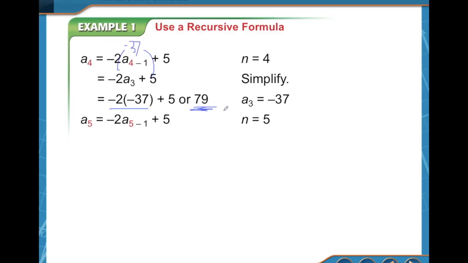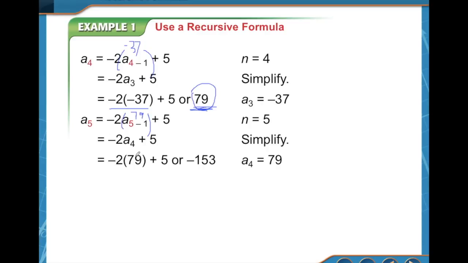Now we need one more, we need the fifth term. So fifth term equal to -2 times a sub 5 minus 1. This is another way of saying the fourth term, which we just found to be 79. You can see we're dependent on the previous term to solve for our next term. So -2 times 79 plus 5. You can put this in a calculator. You get negative 158 plus 5 is negative 153. So there's term number 5. And now you have the complete list that you needed.